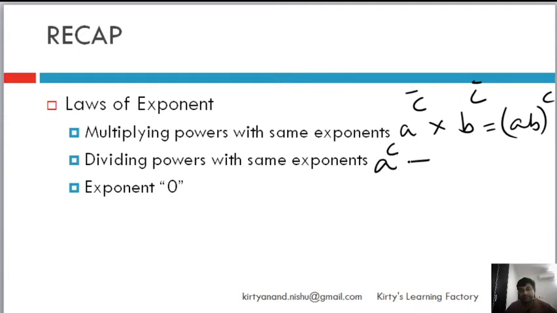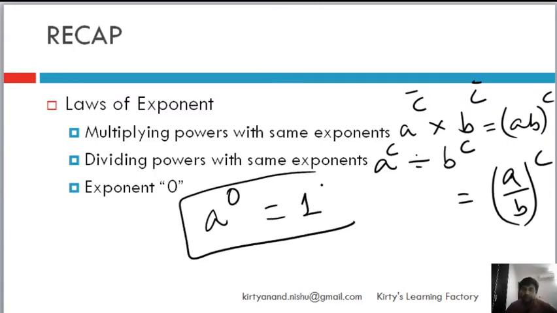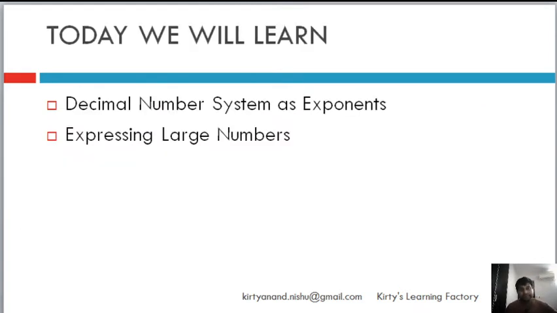A raised to the power c divided by b raised to the power c means that a by b raised to the power of c. But understand that exponents have to be same. Okay. And then I learned what happens when the exponent of any number is 0. A raised to the power 0 is nothing but 1. So why and how? Go back to the video and check it out.